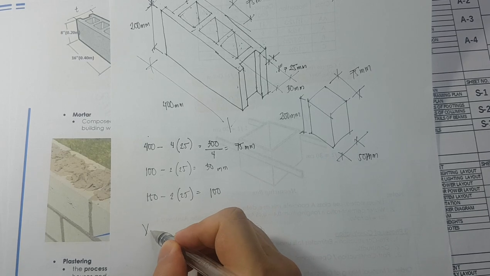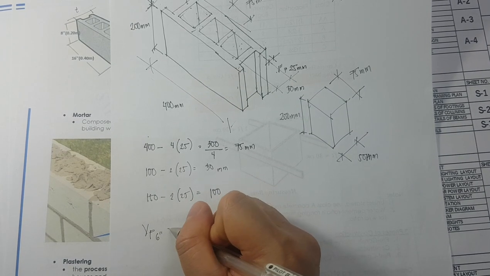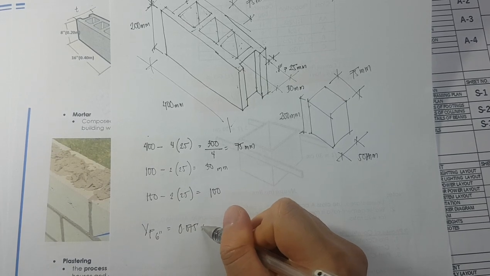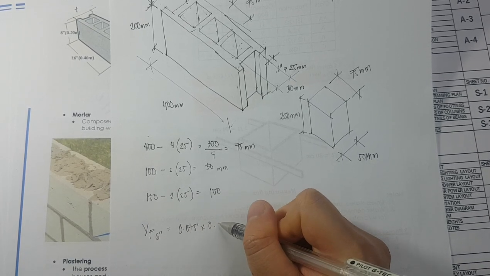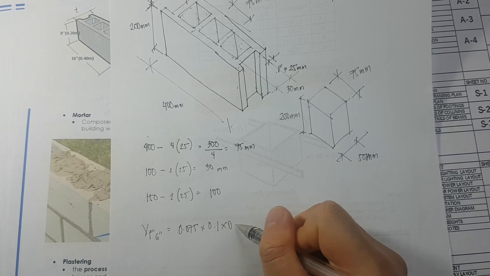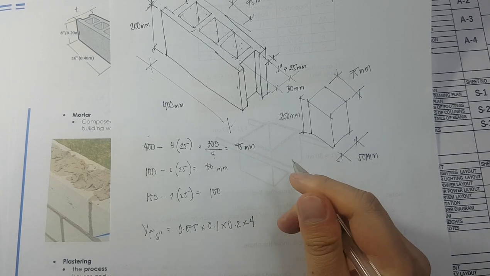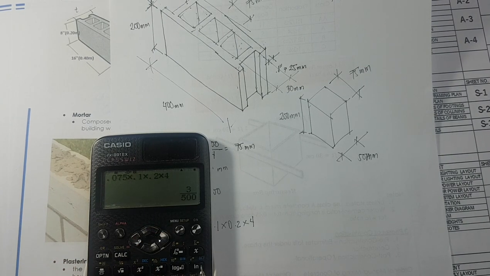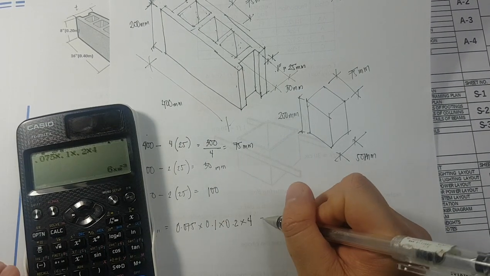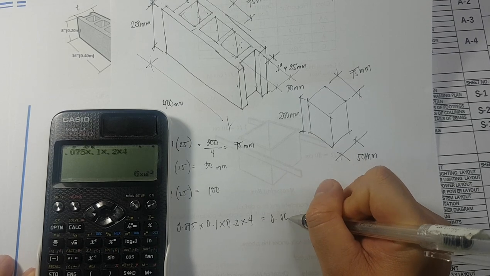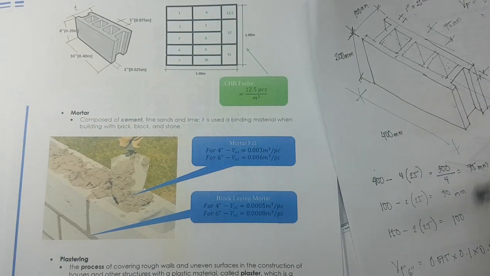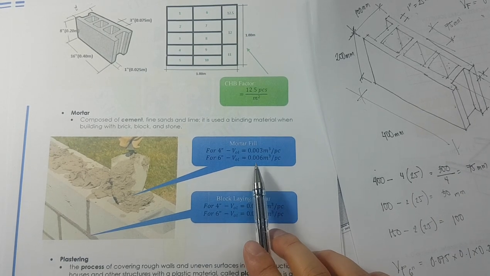Okay? So, the volume of the fill for 6-inch is equivalent to 0.075 times 0.1 times 0.2 times 4. So, we just replace the 0.05 with 0.1. And that is equivalent to 0.006 cubic meter per piece. That is where the 0.006 comes from.